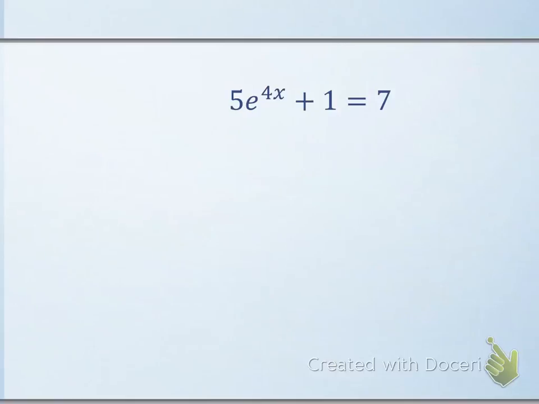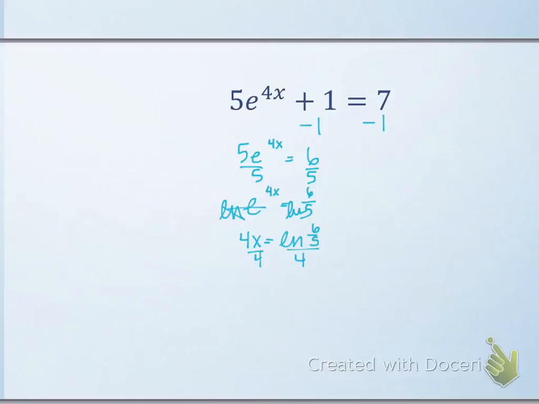Okay, it looks like we need to move the things not attached to it first, so let's go ahead and subtract this 1 to get 6. Divide by 5 to get 6 over 5. E is now by itself, so we can take the natural log of both sides. So it cancels on this side, so I got 4x is equal to the natural log of 6 over 5. And then we're going to have to divide that by 4.